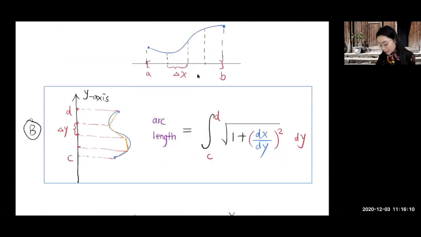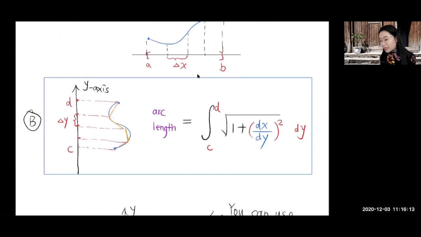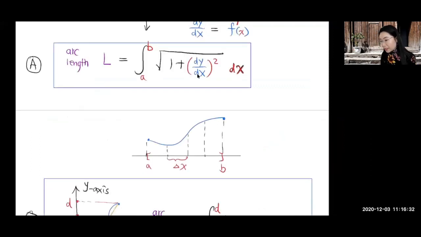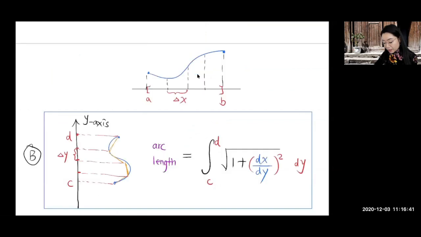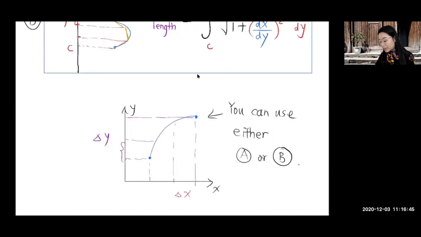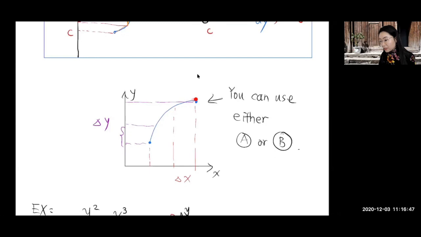And if you slice the curve this way, then the arc length is an integral with respect to dy. Inside this square root is 1 plus (dx/dy) squared, and y goes from c to d. Notice the match over here: the dy and dy, and the dx and dx. So this is formula A, and this is formula B, depending on how you slice it. For this one here, you can use either formula A or B, because you can slice it vertically this way, or horizontally the other way.